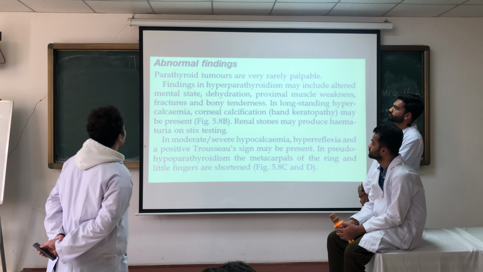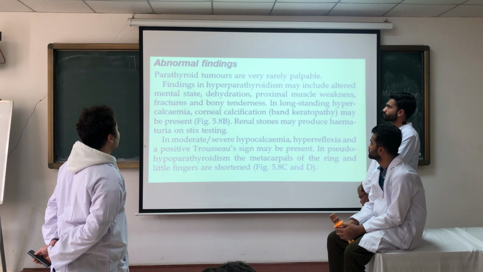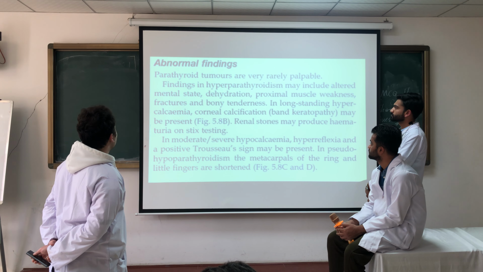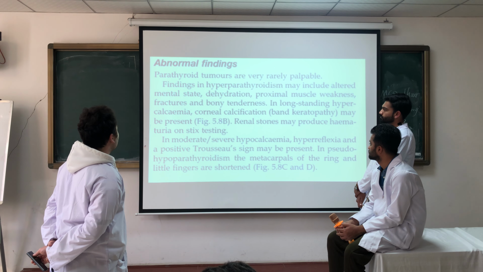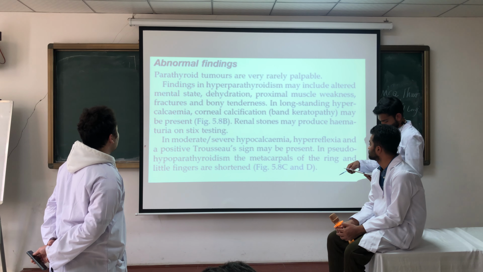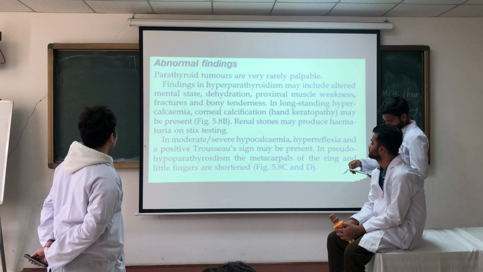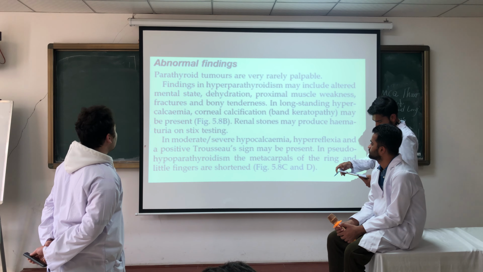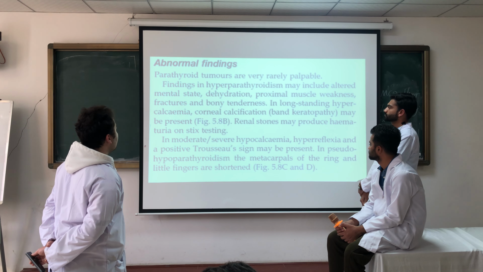Abnormal findings. Parathyroid tumors are very rarely palpable. Findings in hyperparathyroidism may include altered mental state, dehydration, proximal muscle weakness, fractures, and bony tenderness. In long-standing hypercalcemia, corneal calcification may be present. Renal stones may produce hematuria on testing. In moderate to severe hypercalcemia, hyperreflexia and a positive Trousseau sign may be present.